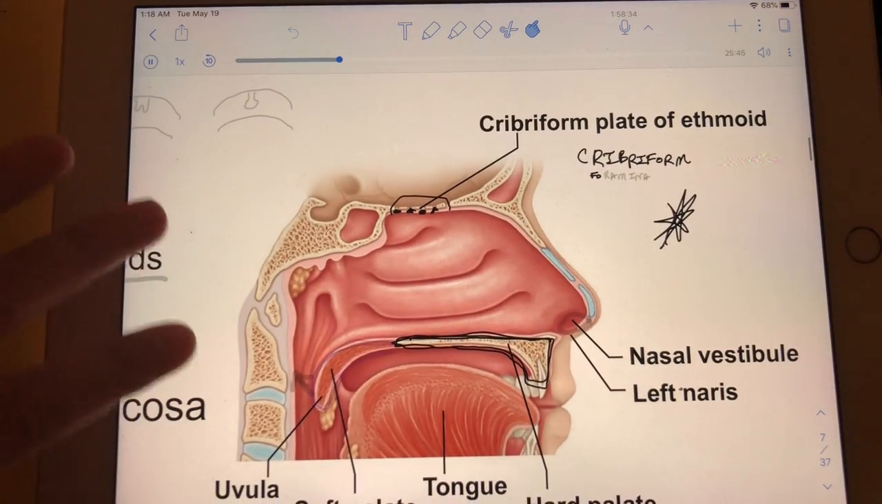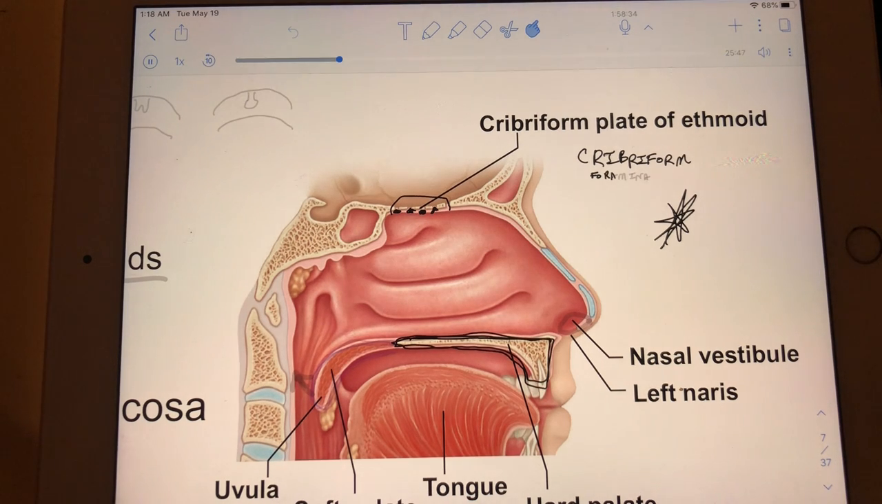Foramina is plural for foramen. Cribriform foramina. And if I remember correctly, we'll come back to those really, really soon.